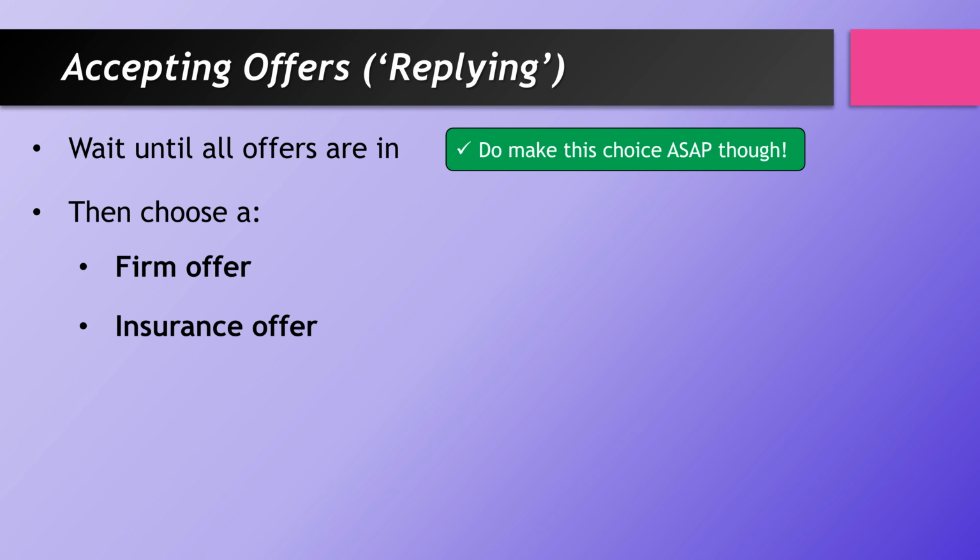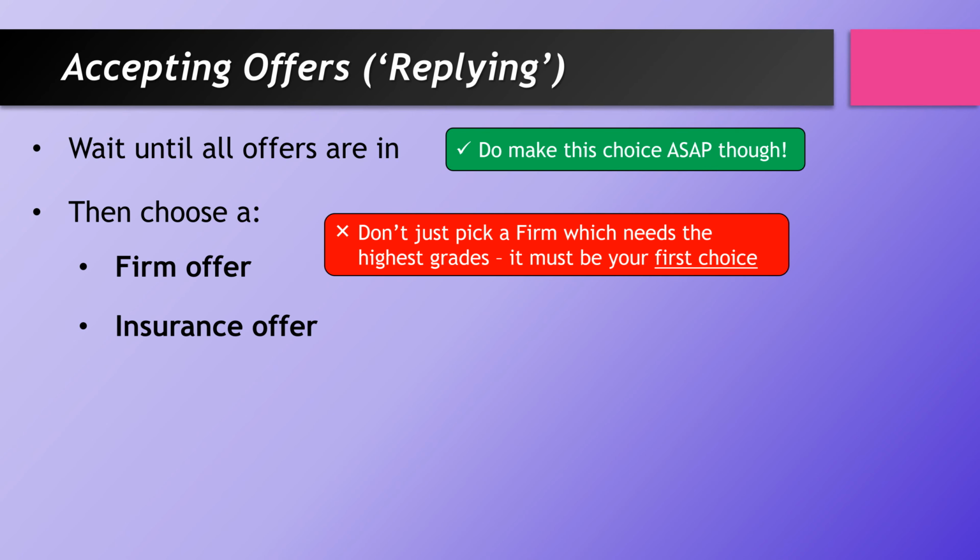A firm offer is your first choice, and it must be your first choice because if you meet the grades for your firm offer, you're going there. So you can't decide on results day which one you want to go to. Your firm offer is where you're going unless you don't meet the grades. So don't just pick a firm which needs the highest grades, pick the one you want to go to.